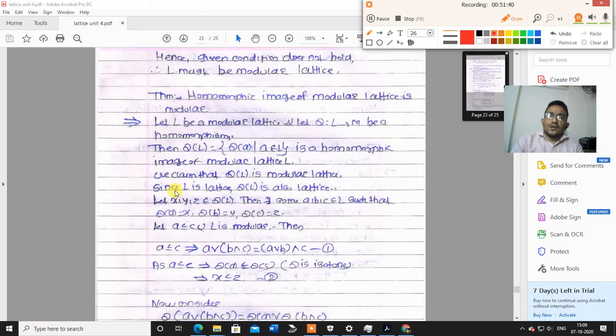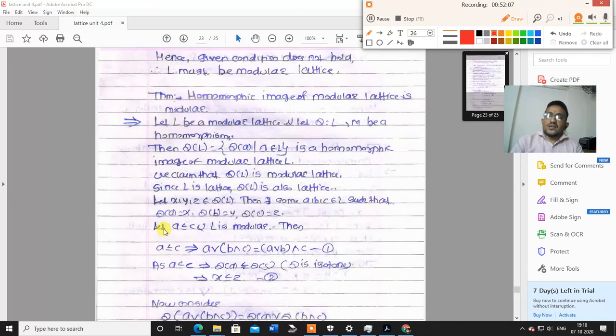Here, since L is a modular lattice, if L is a lattice, then the image of L is also a lattice. We can say that theta L is also a modular lattice. So let X, Y, Z be three elements in theta L. Then there exist some elements A, B, C in the lattice such that theta of A is equal to X, theta of B is equal to Y, and theta of C is equal to Z.